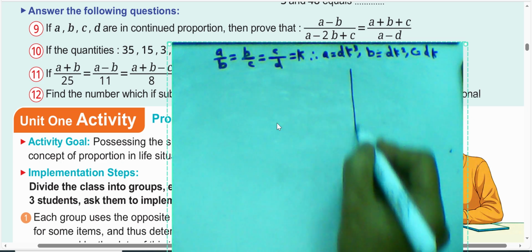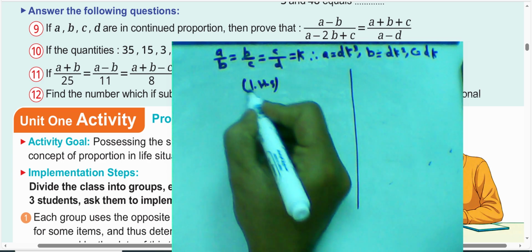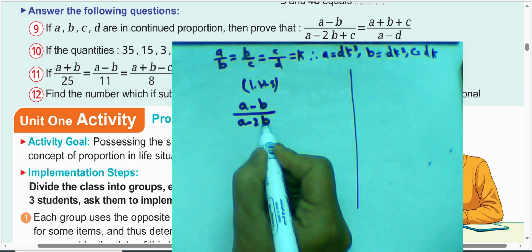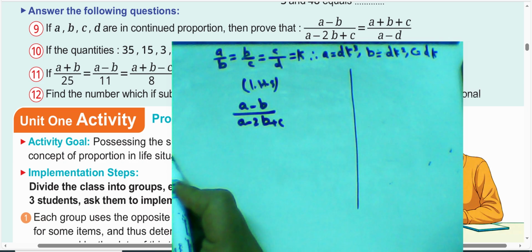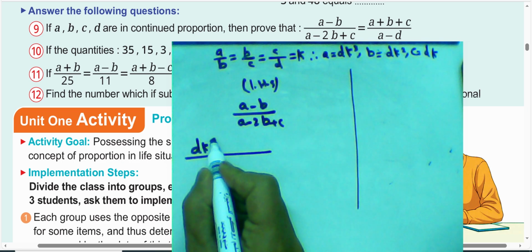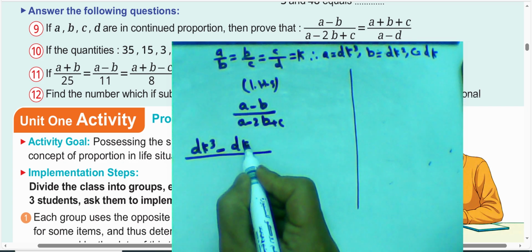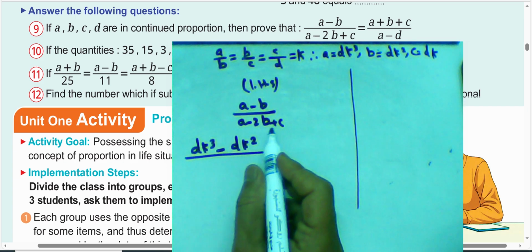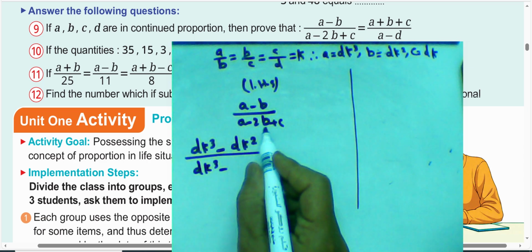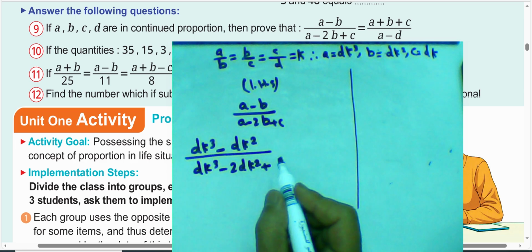Okay, left hand side and right hand side, to solve the example. Start from left hand side here. We have A minus B over A minus 2B plus C. We put the value of A was dk power 3, subtract by B, B was dk power 2, over A minus 2B plus C. A was dk power 3, subtract by 2 times B, B was dk power 2, plus C was dk.